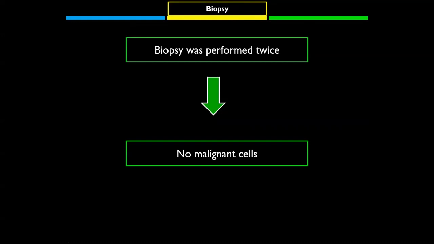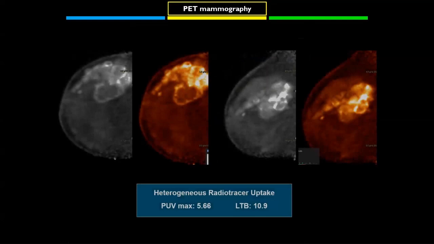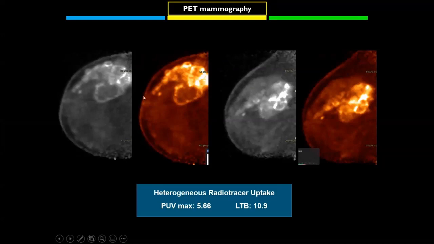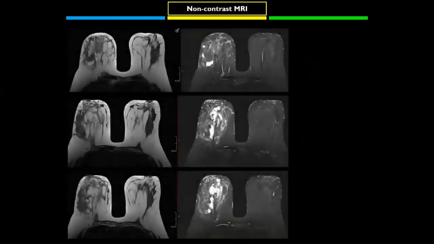And she was sent for a third biopsy, but actually I refused to perform it. And he insisted that he needed a PEM, or PET mammography. And actually it was more deceiving than the MRI, because it gave us values which were just similar to a malignant breast lesion. When she came for the third time, I told them, please perform a non-enhanced MRI.